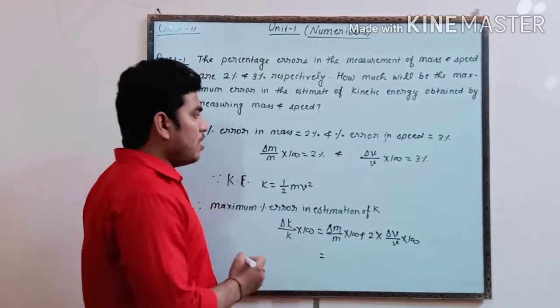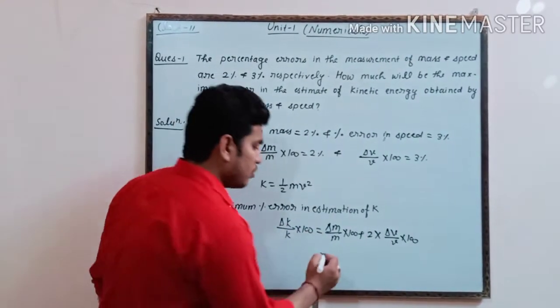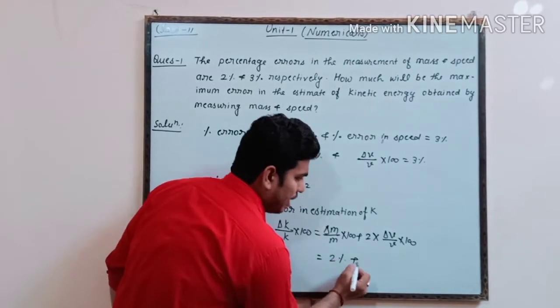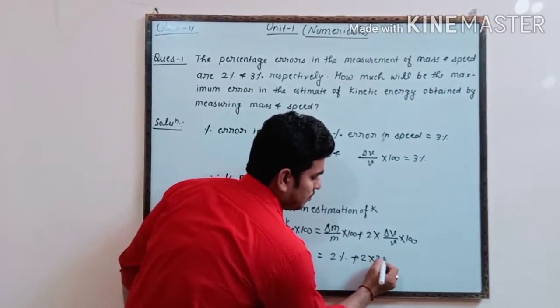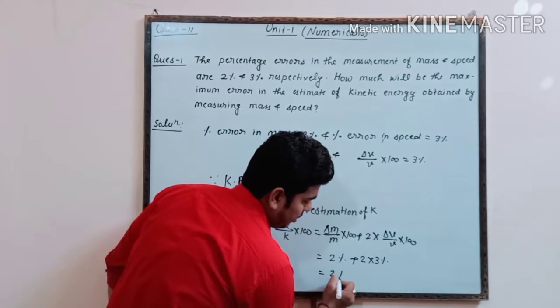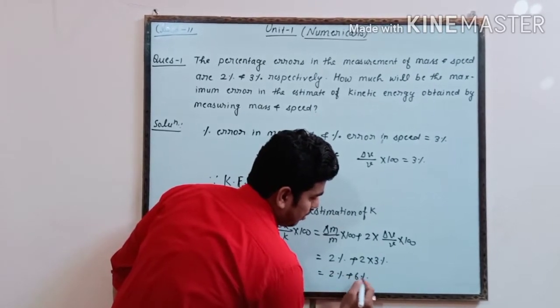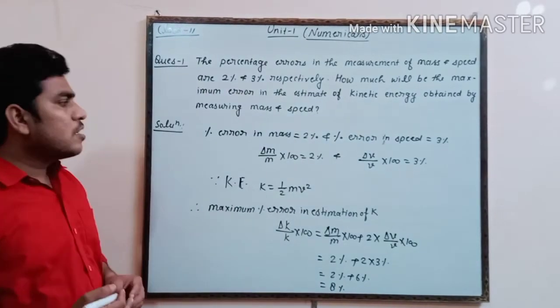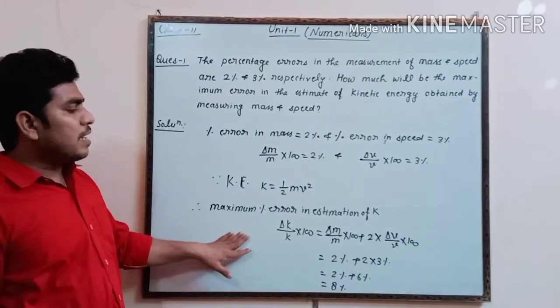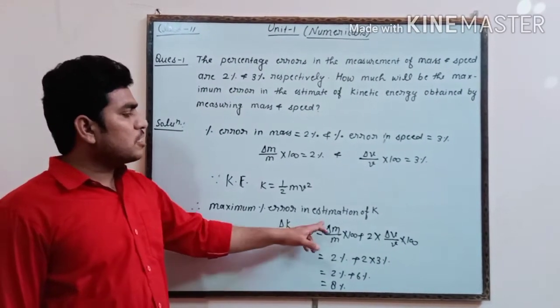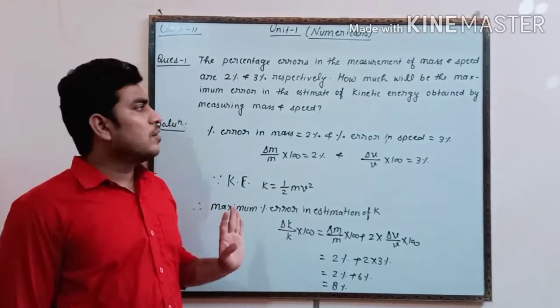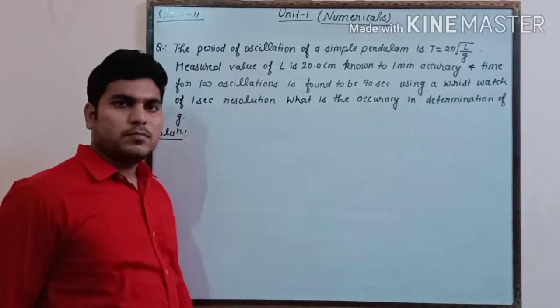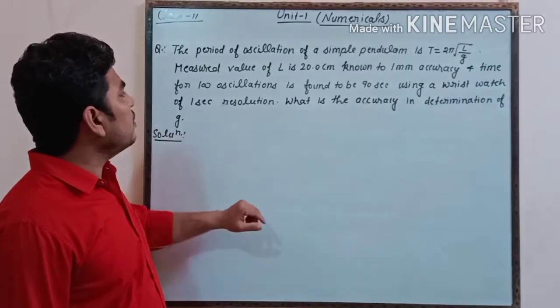Just put the values of this. This is 2% and plus this is 2 into 3. So answer is 8%. So this is the maximum error in the estimation of kinetic energy. Okay. This is our next question.